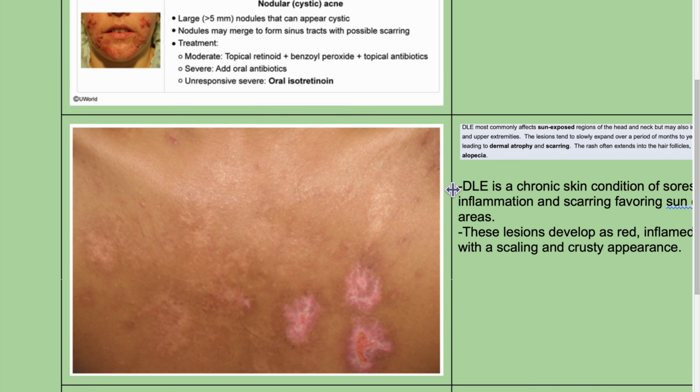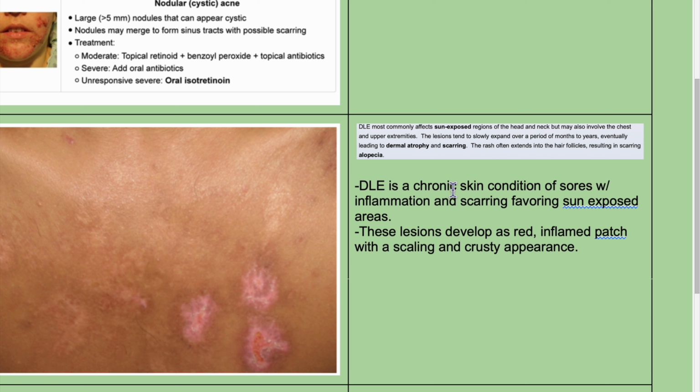Okay, so DLE most commonly affects sun-exposed regions of the head and neck, but may also involve the chest and upper extremities. Okay, the lesions tend to slowly expand over a period of months to years, especially leading to dermal atrophy and scarring. The rash often extends into hair follicle, resulting in scarring alopecia.